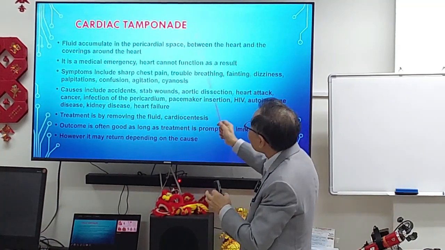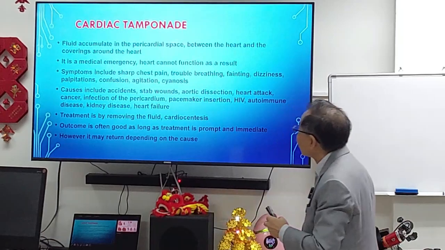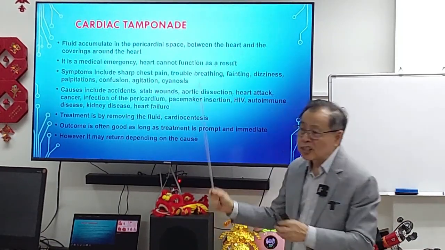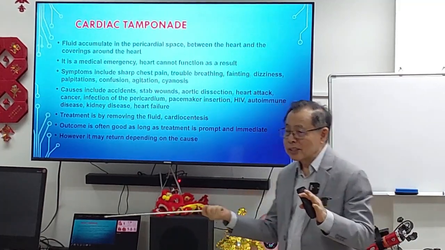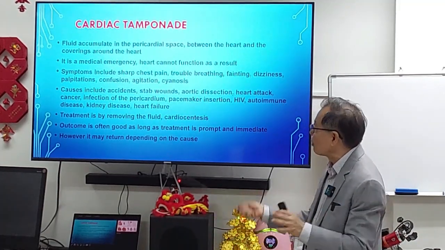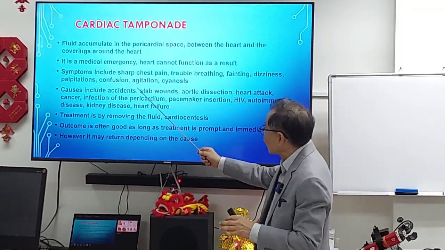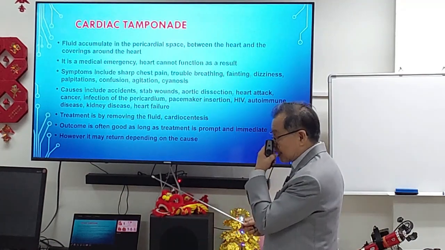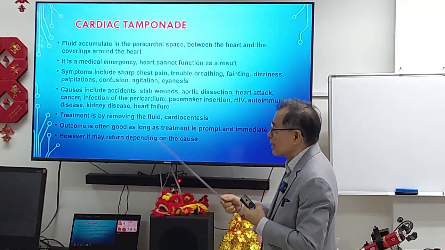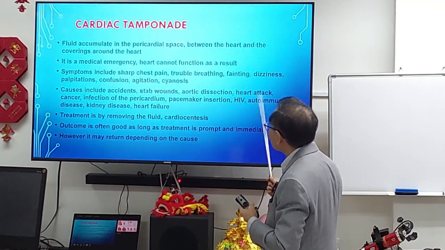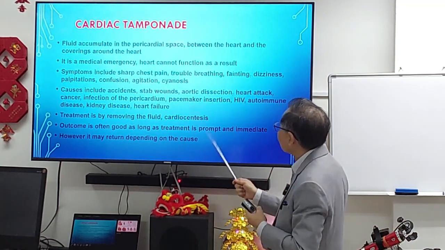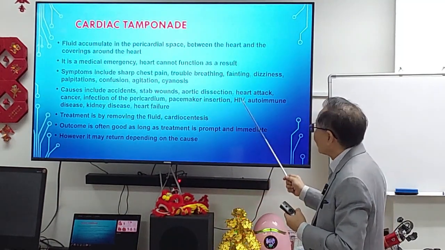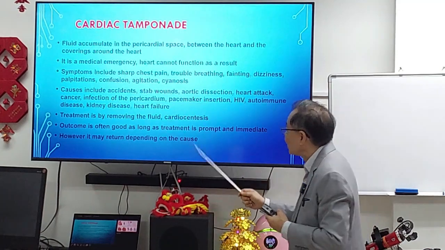It's an emergency because the heart cannot function. There's chest pain, they can't breathe, they faint, dizziness, palpitation, confusion, agitation, and you get blue cyanosis, turning blue because there's not enough oxygen. It can be caused by accidents, stab wounds, bleeding, aortic dissection where blood gets in between the different layers of the walls, heart attack, cancer, anything. Pacemaker infection can also cause a cardiac tamponade, HIV, autoimmune, heart failure.